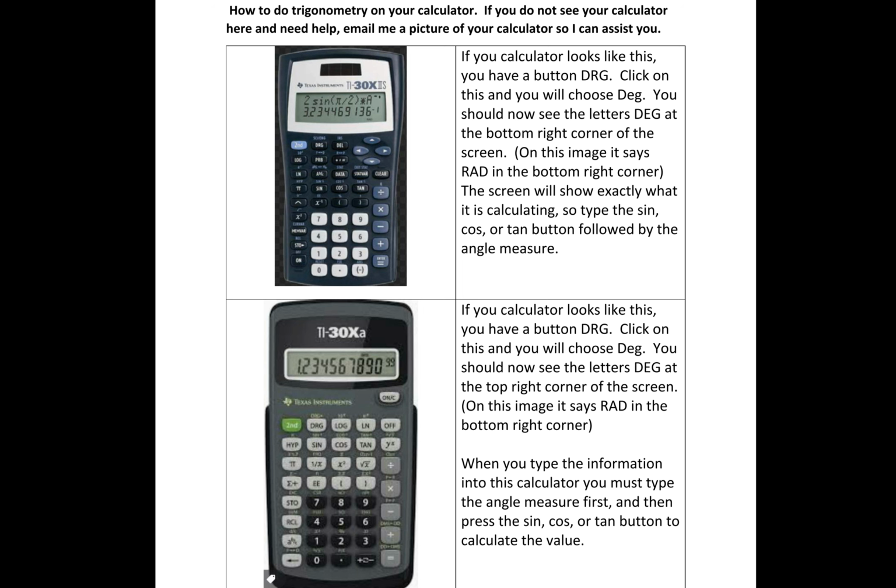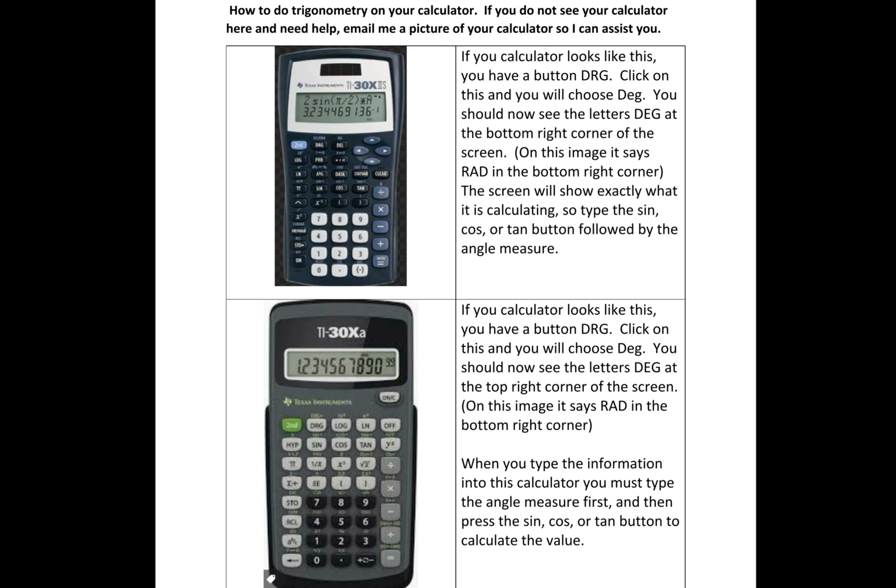If you do not have one of these calculators and you cannot figure out how to change it into degree mode, then please email me a picture of your calculator if possible, or just email me what it says at the top of your calculator. For example, this is a TI-30X2S and a TI-30XA, and I can look up your calculator online and figure out how to tell you to change it into degree mode. In order to continue with the rest of this chapter, you must have your calculator in degree mode.